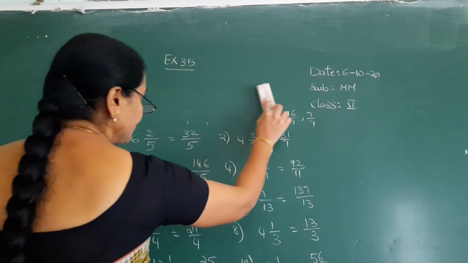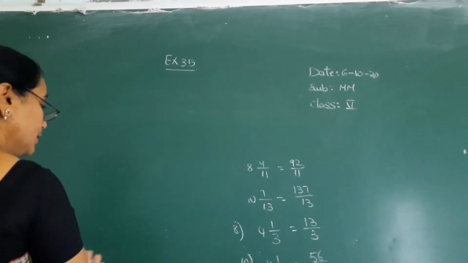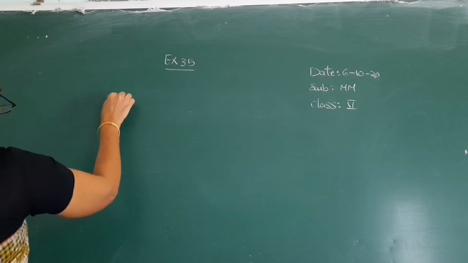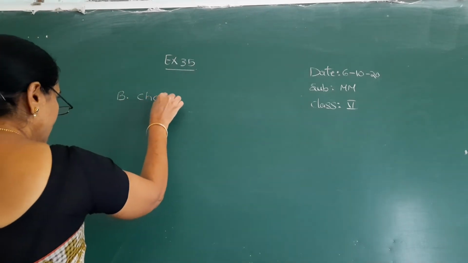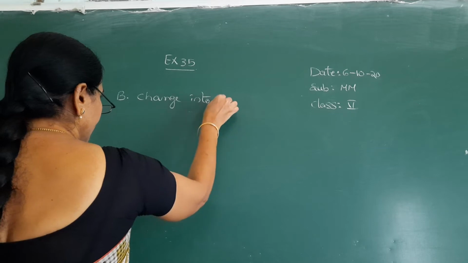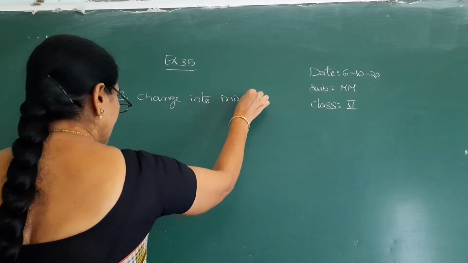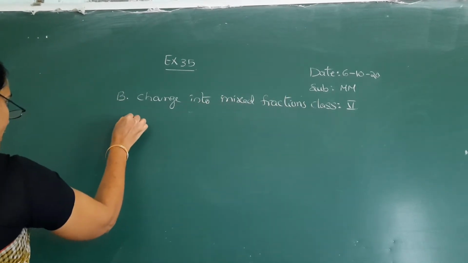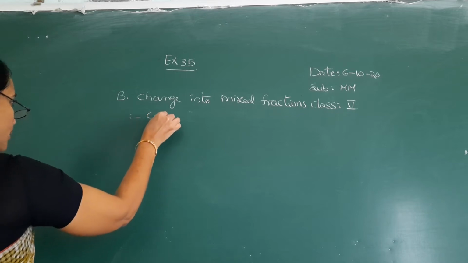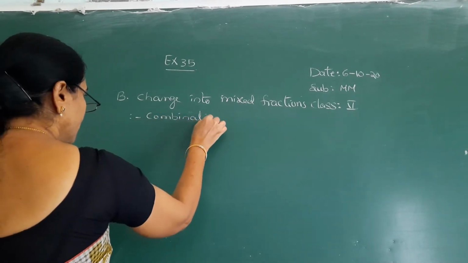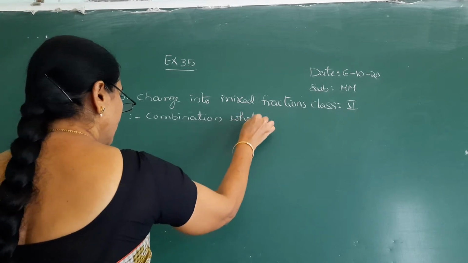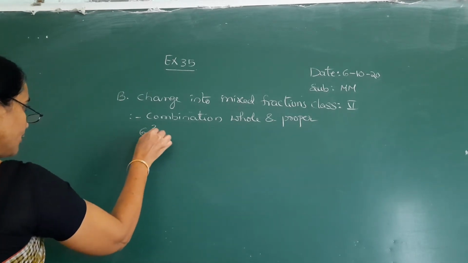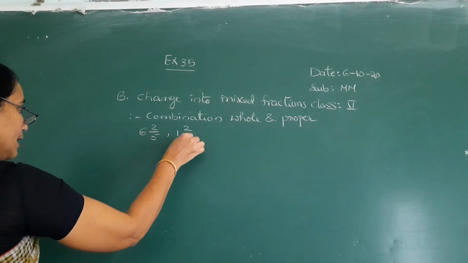Next, see the second Roman. Here they have given improper fractions and they are asking to change into mixed fractions. Mixed fraction means combination of whole and proper. For example, 6 2 by 5, 1 2 by 3, etc.